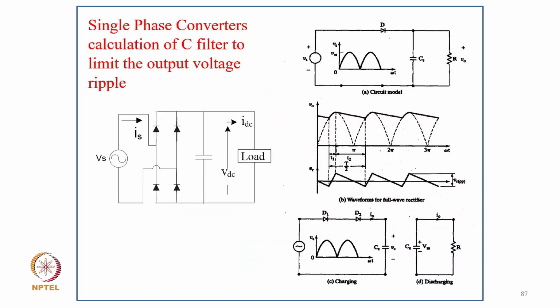Now coming to a single phase converter, the calculation for a C filter in the output voltage. If we put a C filter here, you can see the equivalent circuit with Vm, the capacitor and an equivalent resistive load, and the output voltage is a segment of the supply, giving the ripple voltage. The diode conducts only for a very short period, when the output voltage is lesser than the supply voltage, and these are the equivalent circuits.